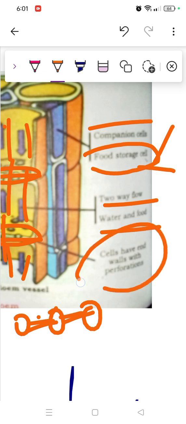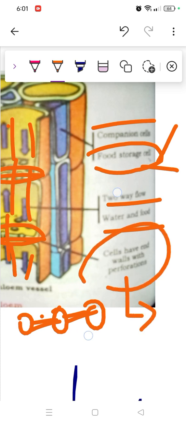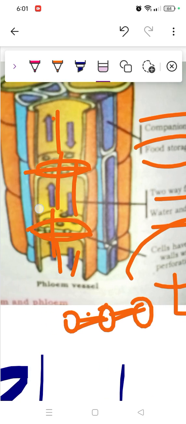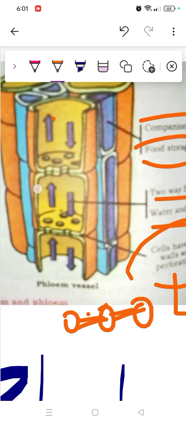Lastly, cells have end walls that are perforated. This means you'll see here, these are the cell walls, and here you'll see a perforated structure. So I'm sure it's clear to you.